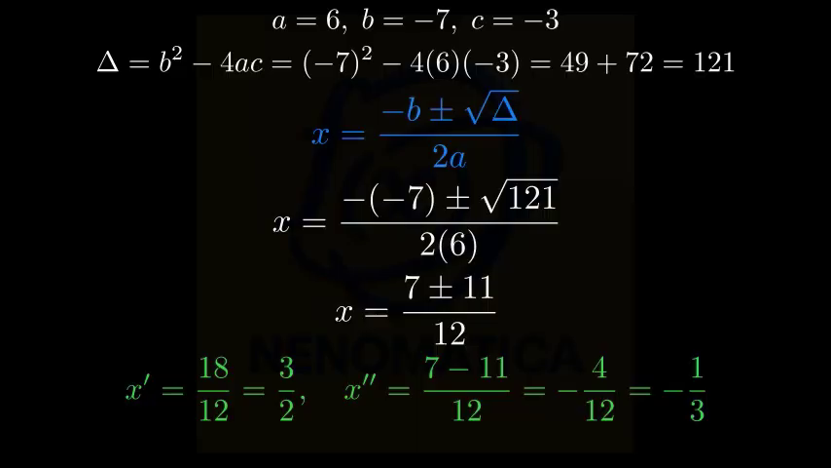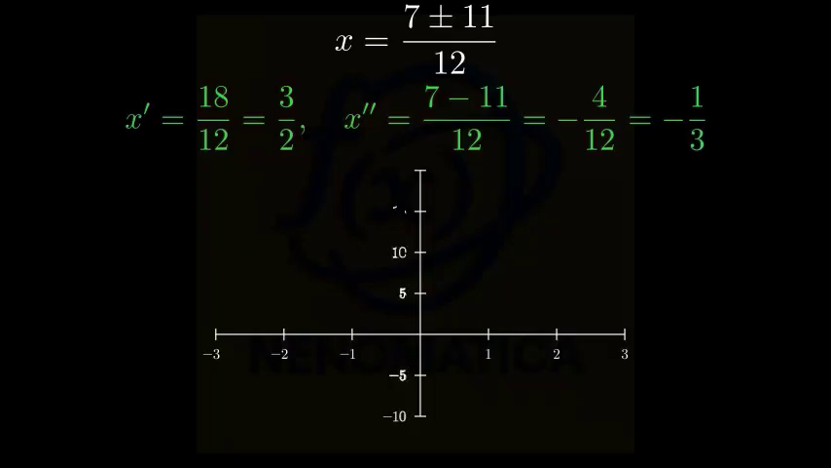Let us make a quick visual check on the graph of 6x squared minus 7x minus 3. We draw axes, plot the parabola, and mark the intercepts at -1/3 and 1.5. Notice how the curve crosses the x-axis exactly at those values.